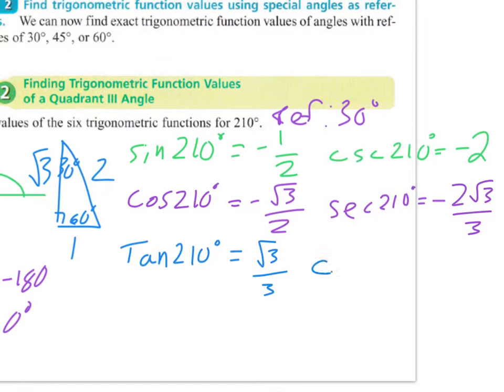And then finally, the cotangent of 210 degrees. We would have, again, still that reference angle of 30 degrees, be adjacent over opposite, so square root of 3 over 1. And again, that would be positive because it's the cotangent. We were talking about the third quadrant.